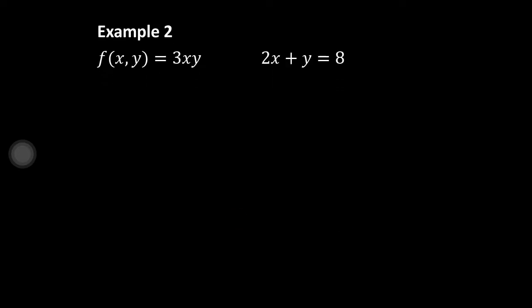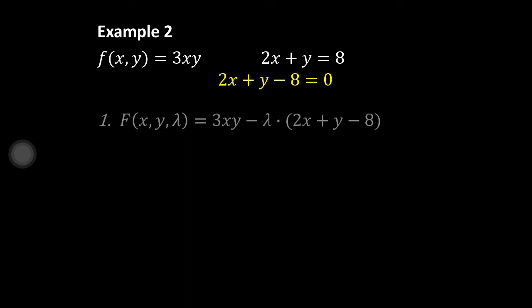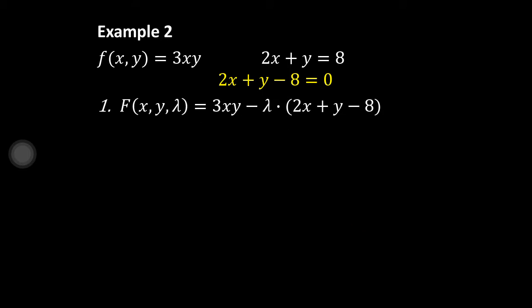So, for example 2, find the maximum value of the given function f of x and y is equal to 3xy, subject to the constraint 2x plus y is equal to 8. Then, we express 2x plus y is equal to 8 as 2x plus y minus 8 is equal to 0. So, for the solution, we form the Lagrange function F of x, y, and lambda is equal to 3xy minus lambda multiplied to the given constraint 2x plus y minus 8.